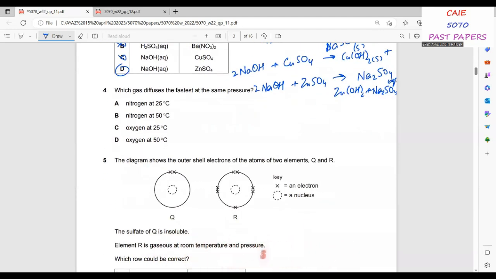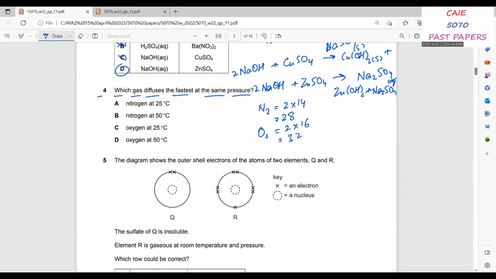Number 4, which gas diffuses the fastest at the same pressure? What we will do, we will calculate the Mr of these. We have only two gases, nitrogen gas, N2, and oxygen. Ar of nitrogen is 14, so 2 multiplied by 14 gives 28. 28 is the Mr of N2. What about oxygen? Ar of oxygen is 16, so 2 multiplied by 16, we get 32.